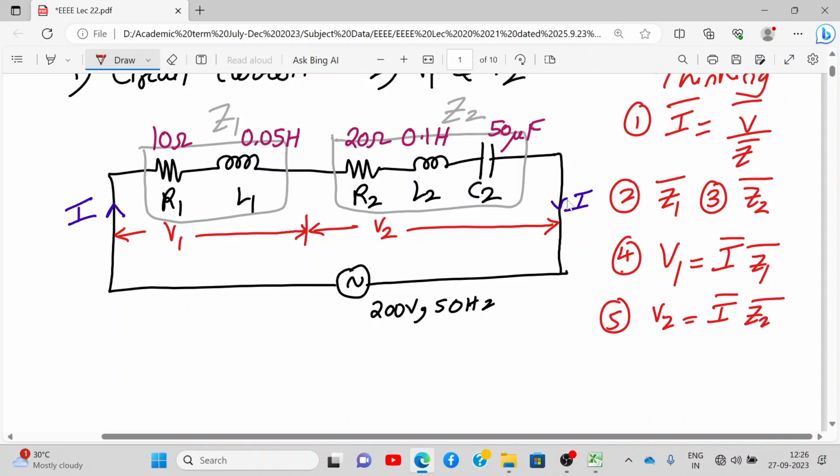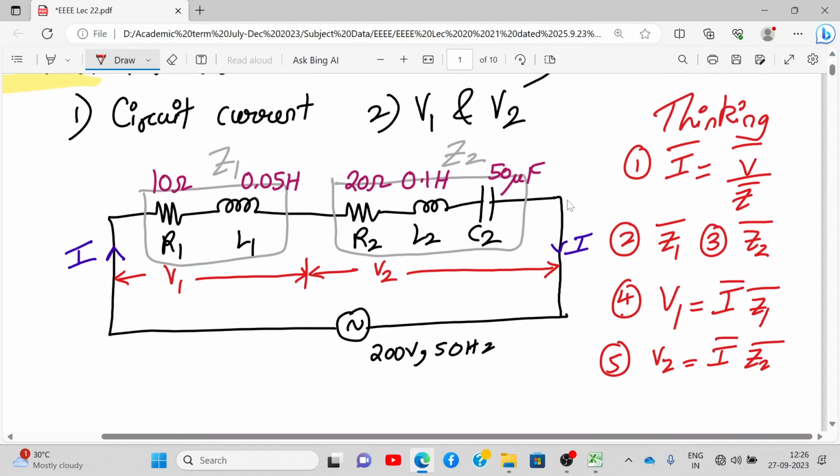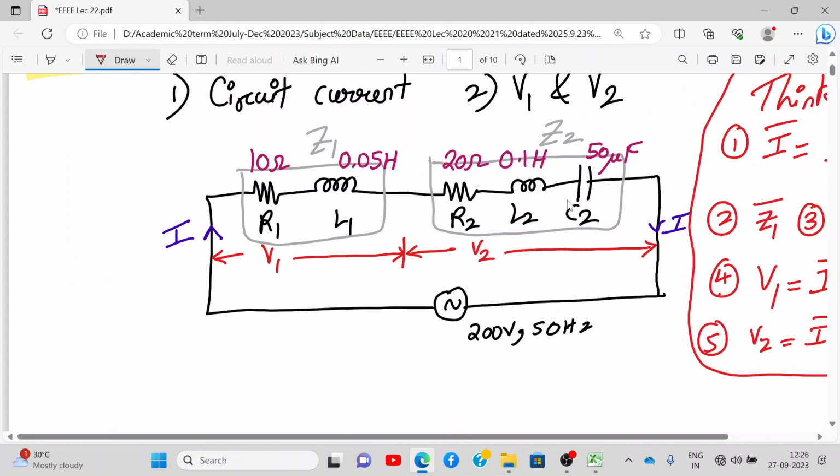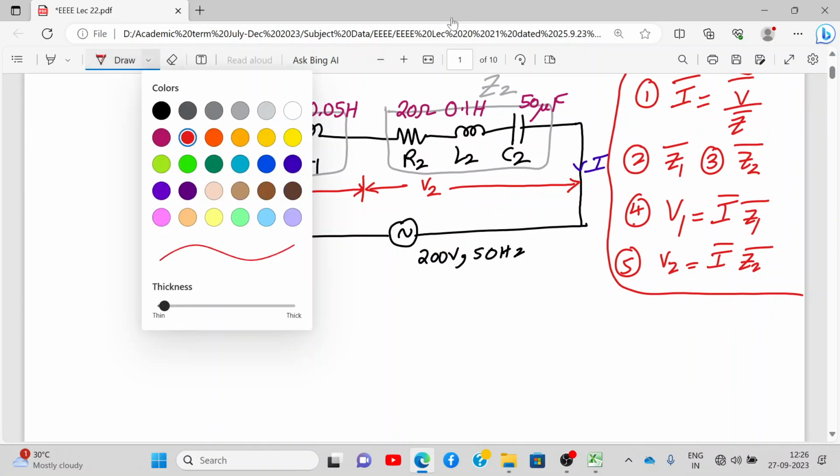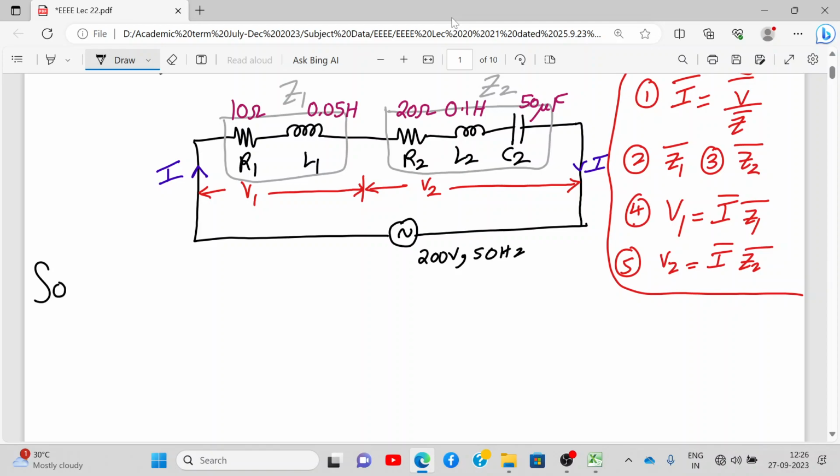Alright. Also, we need to determine the circuit nature, whether it is capacitive or inductive. Okay. This is the thinking process. No need to write this. This is how we will proceed. Okay, let us start. Understood what we need to find? Okay. So let us begin over here. Please write along so that you don't lag behind.